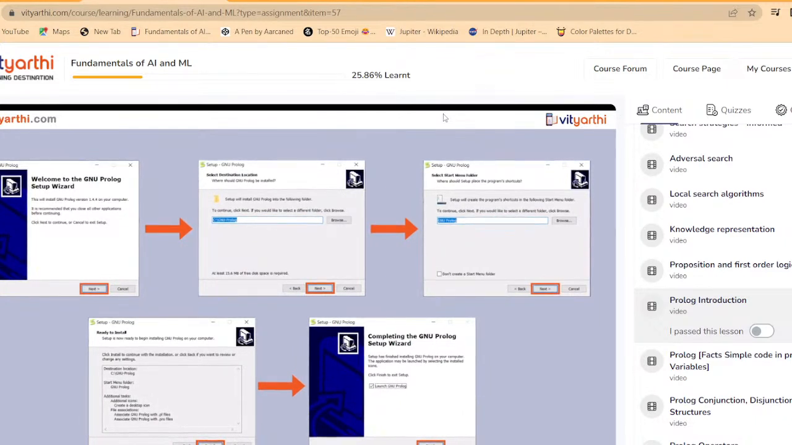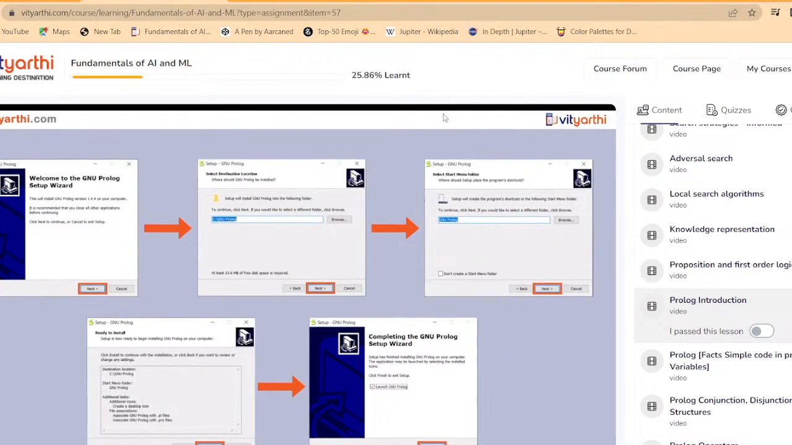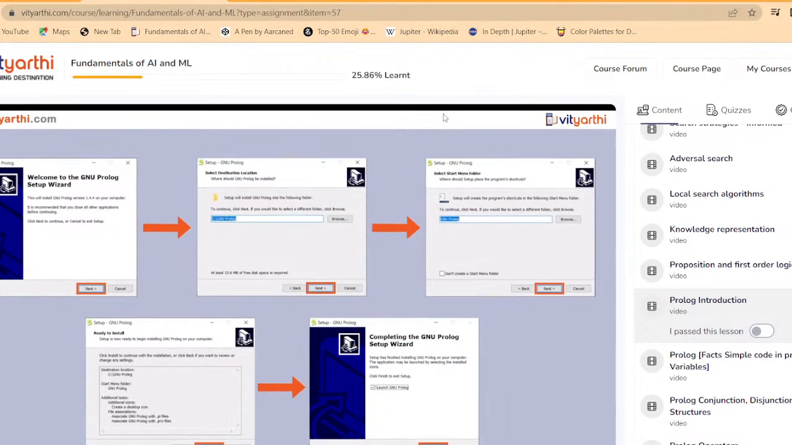I hope now you understand why we are using Prolog programming. In the next video, we'll see about facts, variables, characters, and constants, which are going to be used in Prolog programming.